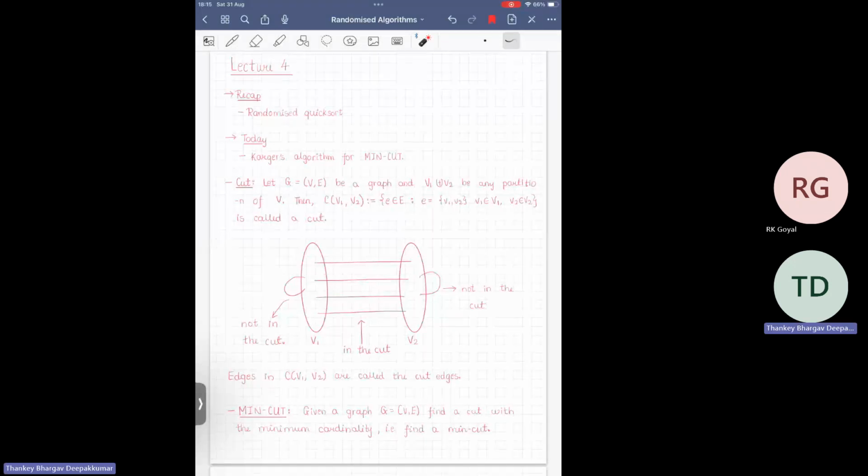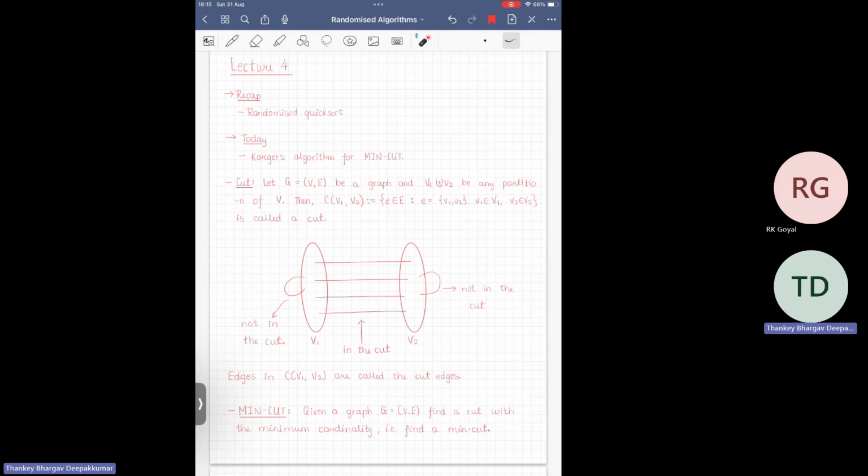But before we go to the algorithm, we need to know what a cut is, what a min cut is, and what the problem is. So let me start by defining a cut in a graph. Let G be a graph and V1 and V2 be a partition of V. By this notation, I mean disjoint union. So V is the disjoint union of V1 and V2. This means that V is the union of V1 and V2, and furthermore, V1 and V2 are disjoint.